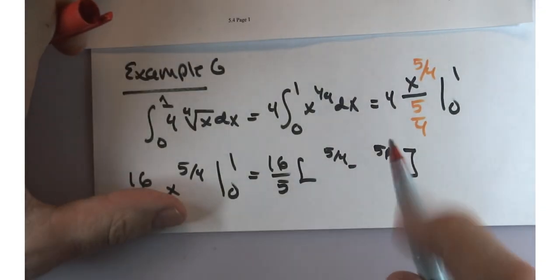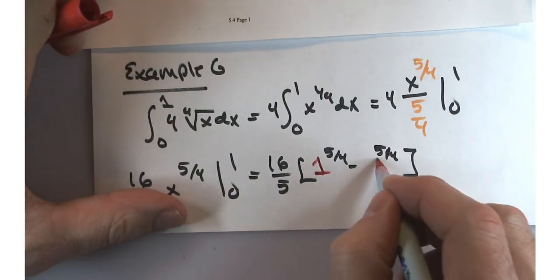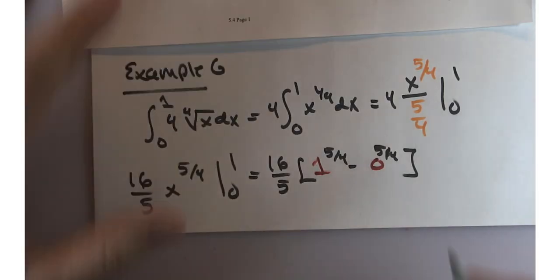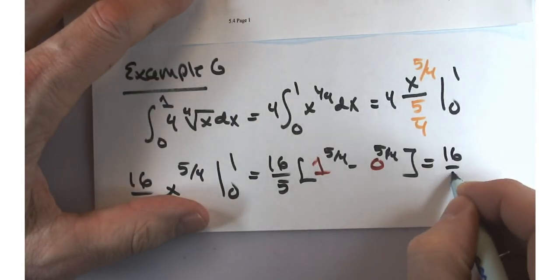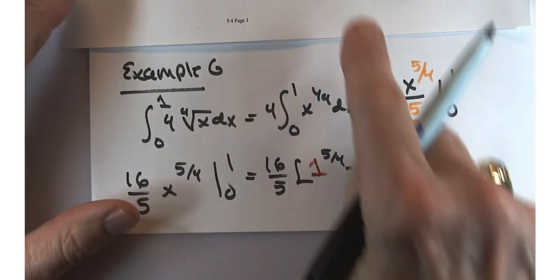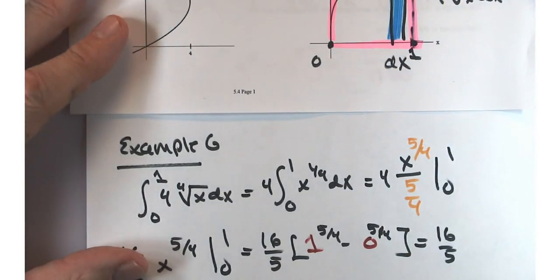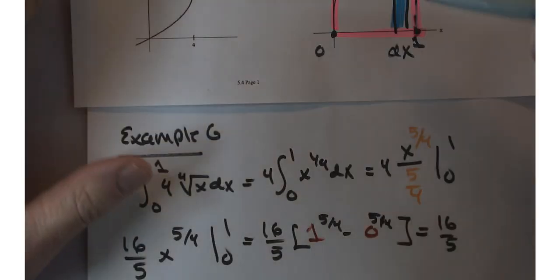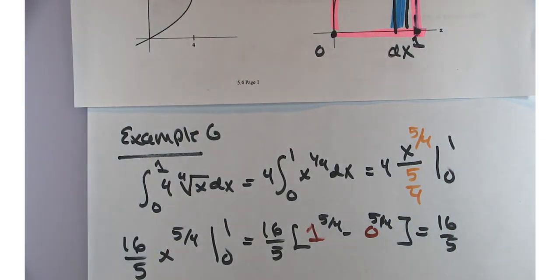Plug in a 1 and a 0. It's just going to give you 1 inside the parentheses, so 16/5 overall. But that's this area. If I want the area overall, I need to subtract that 16/5 from the area of the rectangle to find the area overall. Let's move over to another sheet.